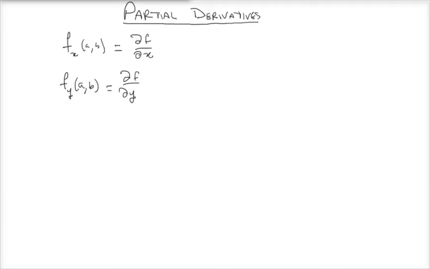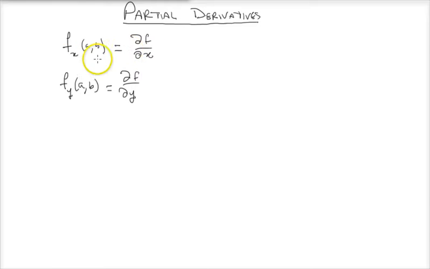Hey, so this is Joe, and this is the second video of the 14th chapter of Stewart's Calculus, and we're going to be talking about partial derivatives. So partial derivatives, or I should say first-order partial derivatives, can be expressed in these two different kinds of notation.